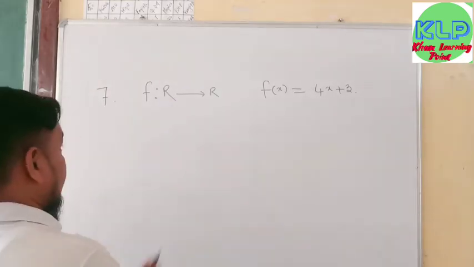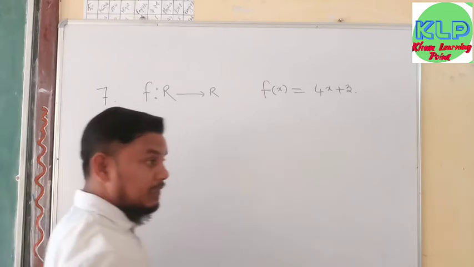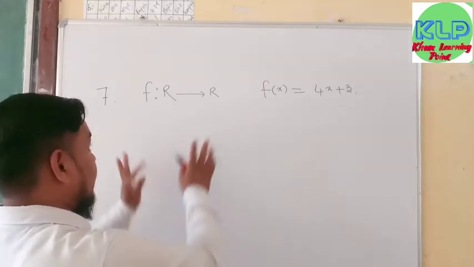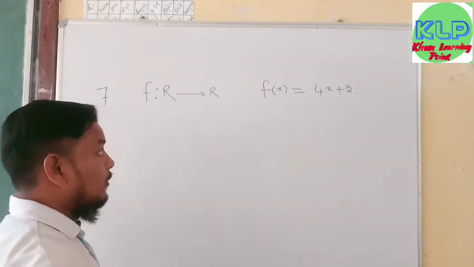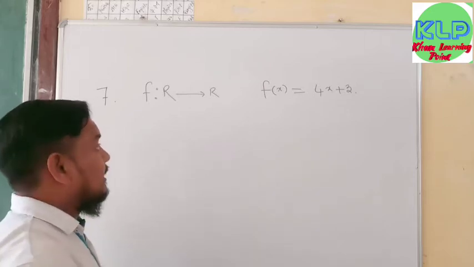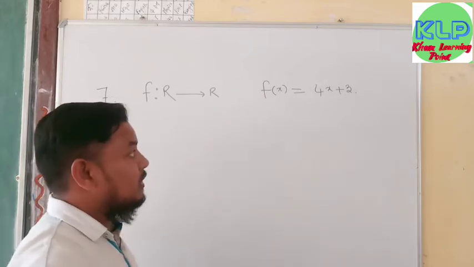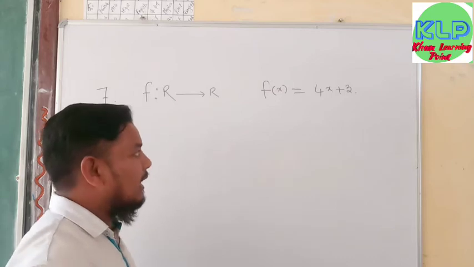Here f is a function from real numbers to real numbers given by f(x) = 4x + 3. We are to show that f is invertible. To show invertible, it is enough to show that f is a bijective function. हम लोगों को bijective function show करना है. Bijective means f is both 1-1 and onto.